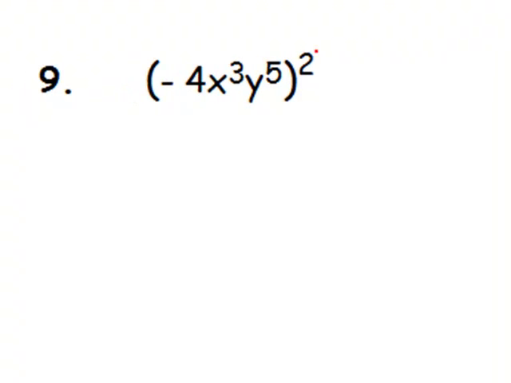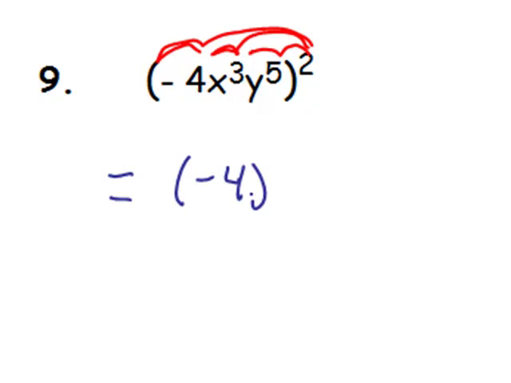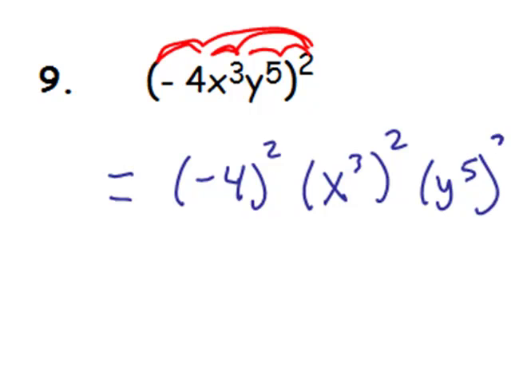Number 9, here we distribute this exponent to the negative 4, to x cubed, and to y to the 5th. And we use the power to a power rule in the x cubed and y to the 5th. So first of all, negative 4 squared. Actually, let me write this out. Negative 4 is being squared. X cubed is being squared. And y to the 5th is being squared. And this becomes 16, x to the 6th, y to the 10th.